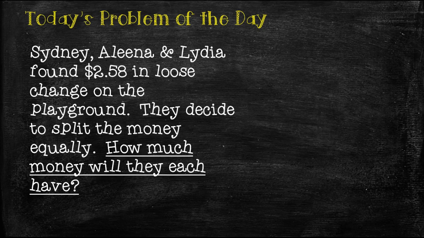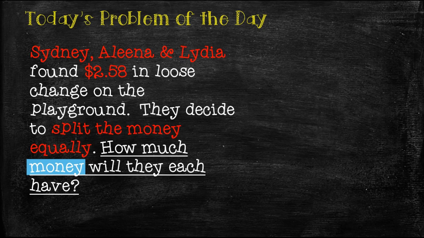Then the next step I want you to do is to put a box around what is going to be your label. And in this case, we know money is going to be our label. So we're probably going to either use a dollar sign or the cents sign. Now we need to focus on what's our important information. Well, we understand that Sydney, Alina, and Lydia are splitting $2.58. So we know that that is going to have to be split by 3 people. They have $2.58 and they are splitting the money equally.